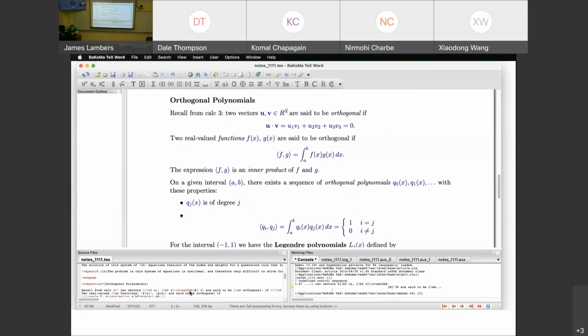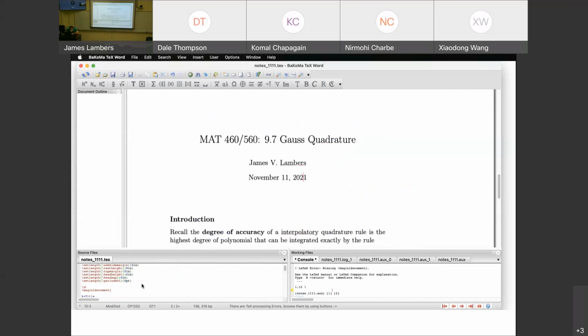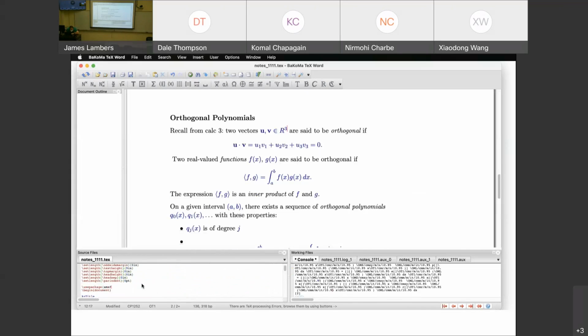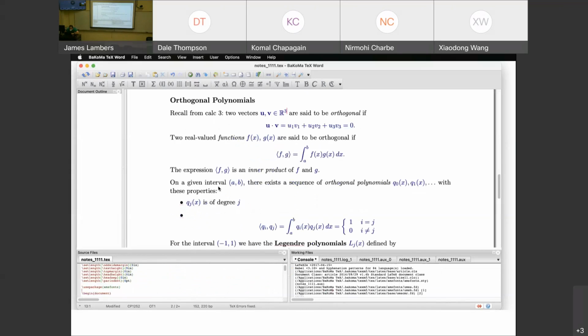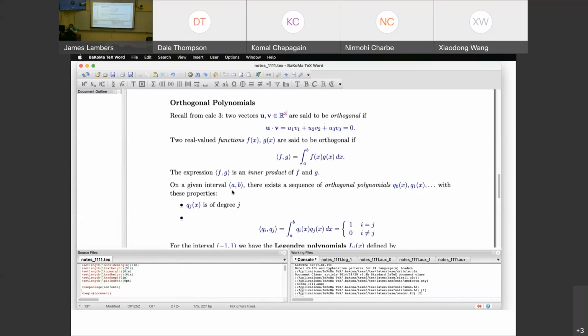Oops, something was wrong here. Oh, okay, looks like I need to put in the right LaTeX package. Okay, got it.